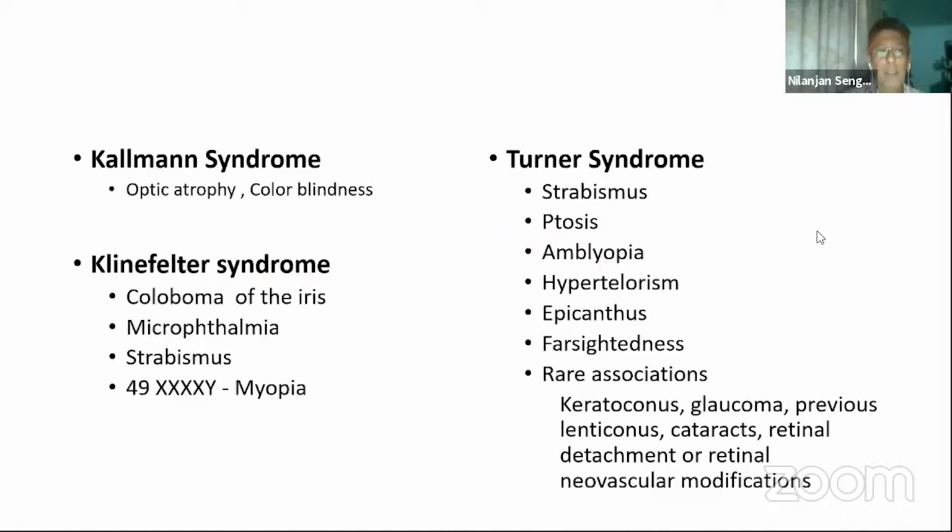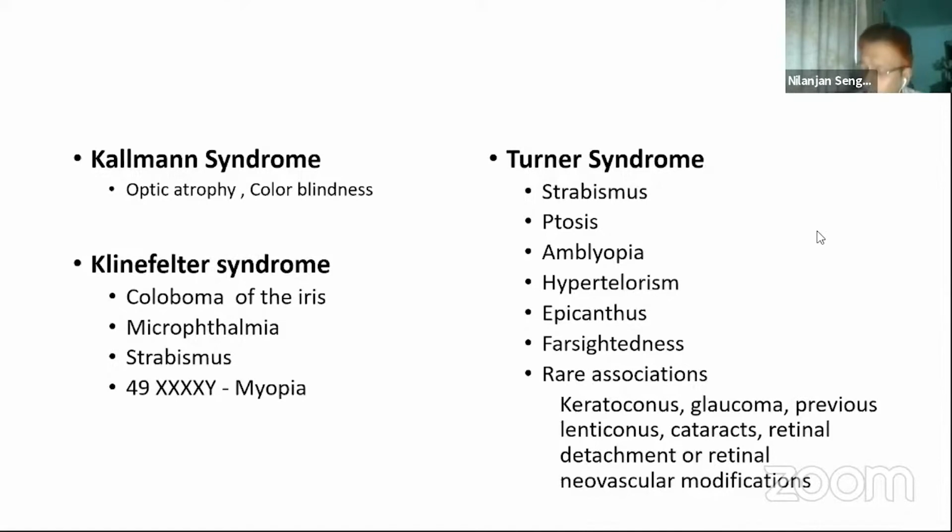Now we come to gonads. There are many syndromes which may be associated with certain ocular manifestations, like Kallmann syndrome may be associated with optic atrophy. Klinefelter syndrome may be associated with coloboma of the iris, microphthalmia. Everything may not lead to visual abnormality, though strabismus, and in 49 XXXXY, myopia is more common. Similarly, Turner syndrome may be associated with a host of ophthalmic abnormalities. Of course, not everything will lead to visual impairment. Amblyopia will lead to visual impairment, but a partial ptosis or a mild strabismus will not.